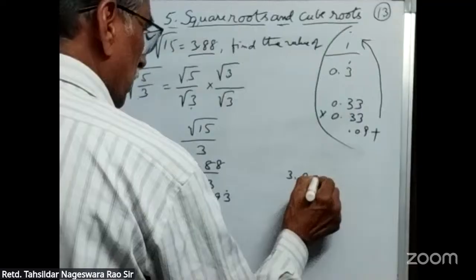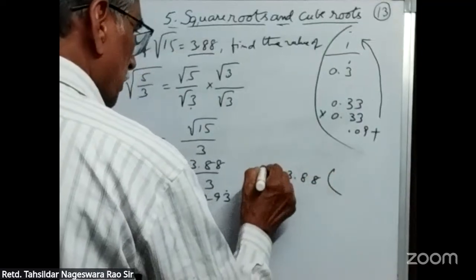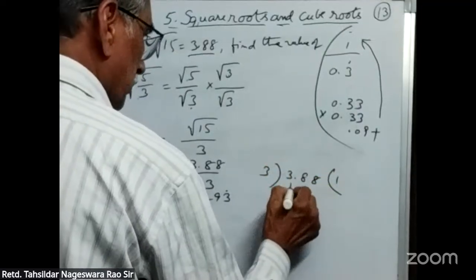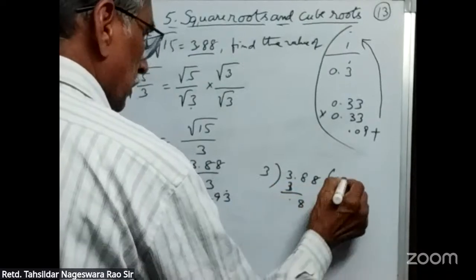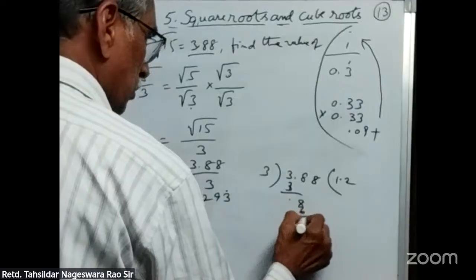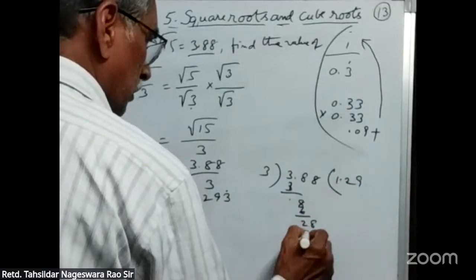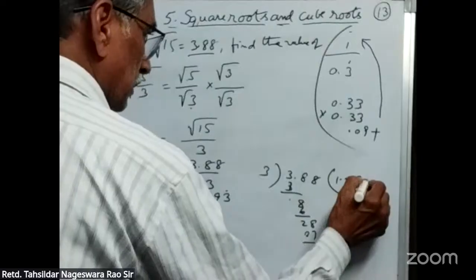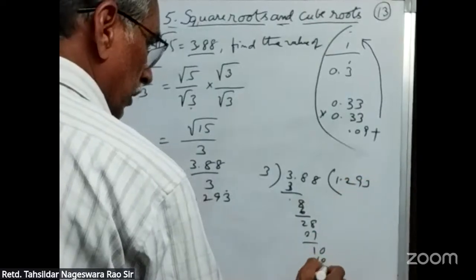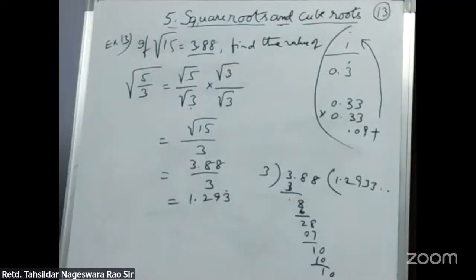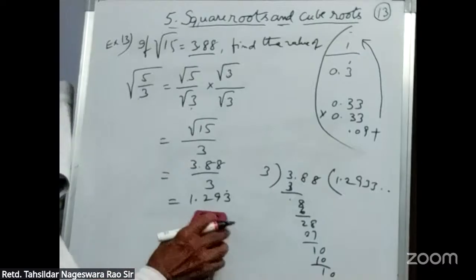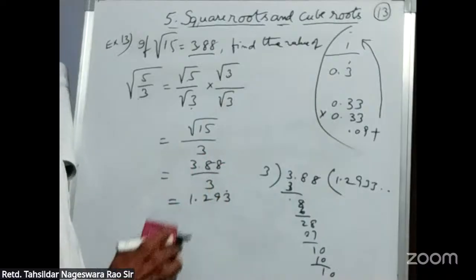Ordinary division only. Start dividing. One time, 8, 2 times 6 is 12, 28, 9 times 27, 1, 10, 3 times 10, 1, 10, 3 times, and so on. Completed. Next question. Answer 1.293 recurring.